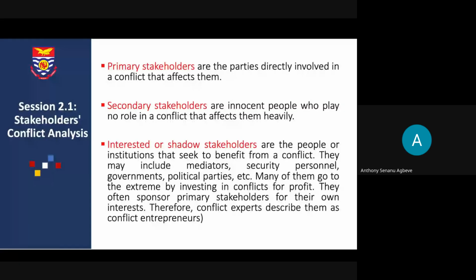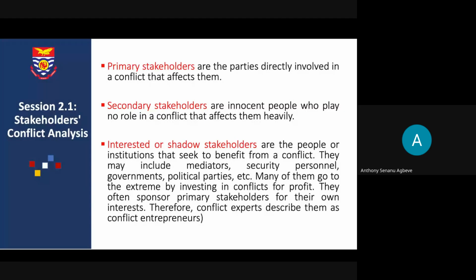They don't have any role or interest in the conflict. They were just there to provide security, but they became targets and were shot. So these are people we term as secondary stakeholders. They don't have any role in the conflict, but they become heavily affected by the situation, right? Then we have interested or shadow stakeholders.